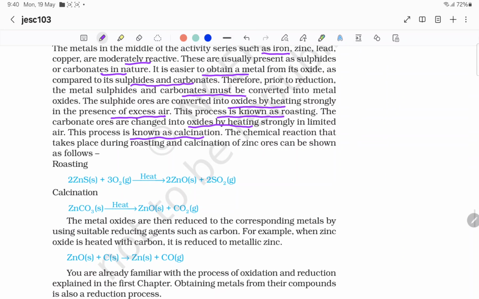The chemical reactions that take place during roasting and calcination of zinc ores are as follows. Roasting: zinc sulfide on heating in presence of oxygen gives you zinc oxide and sulfur dioxide. Calcination: on heating in absence of air gives you zinc oxide and CO2. The metal oxides are then reduced to the corresponding metal by using suitable reducing agents such as carbon. For example, when zinc oxide is heated with carbon, it is reduced to metallic zinc.